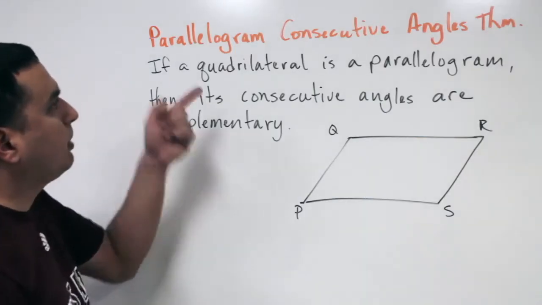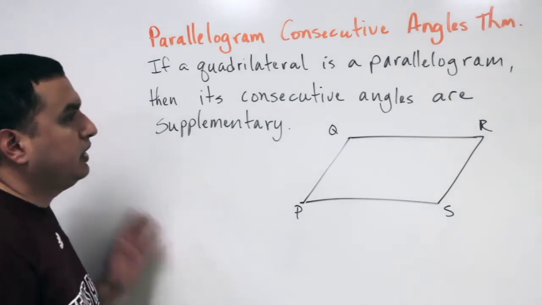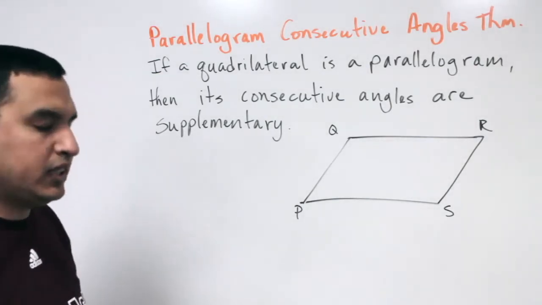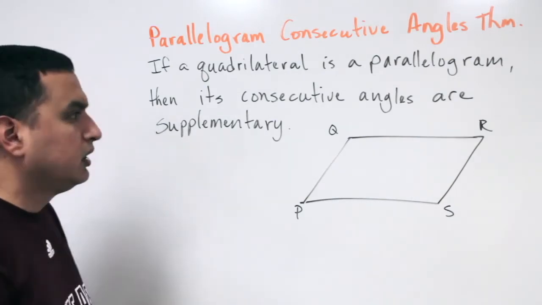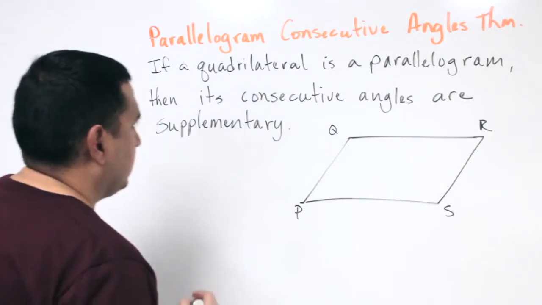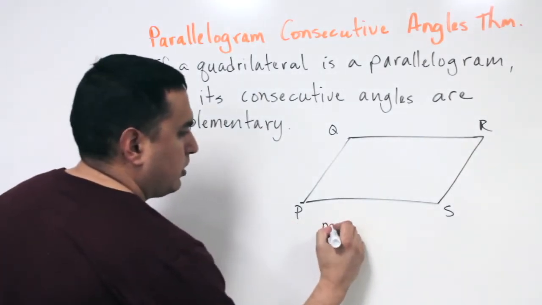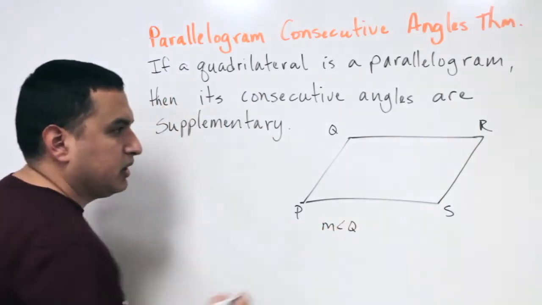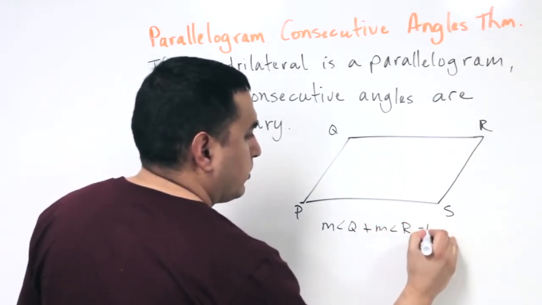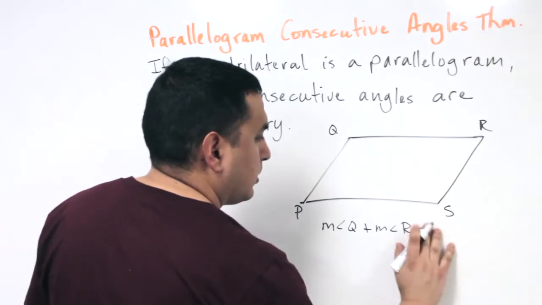The next theorem we have is what's called the parallelogram consecutive angles theorem, and that just says if a quadrilateral is a parallelogram, then we know that its consecutive angles are supplementary. So if I look at this parallelogram as my reference, that tells me that the measure of angle Q, whatever that happens to be, plus the measure of angle R is going to equal 180 degrees.